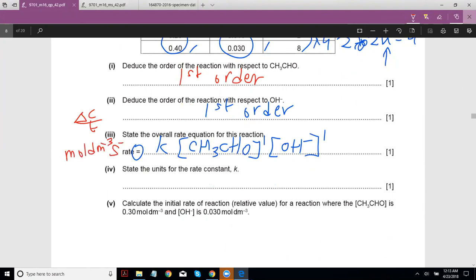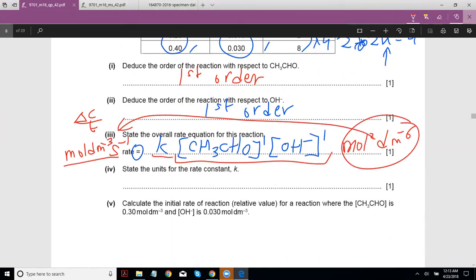Yeah, so you have this, this is rate, s minus 1. And here you have mole dm cube twice, because of both concentrations. So you have mole square dm minus 6. And you need k, right? So you take this and divide it here. That makes it mole minus 1 dm cube and s minus 1.